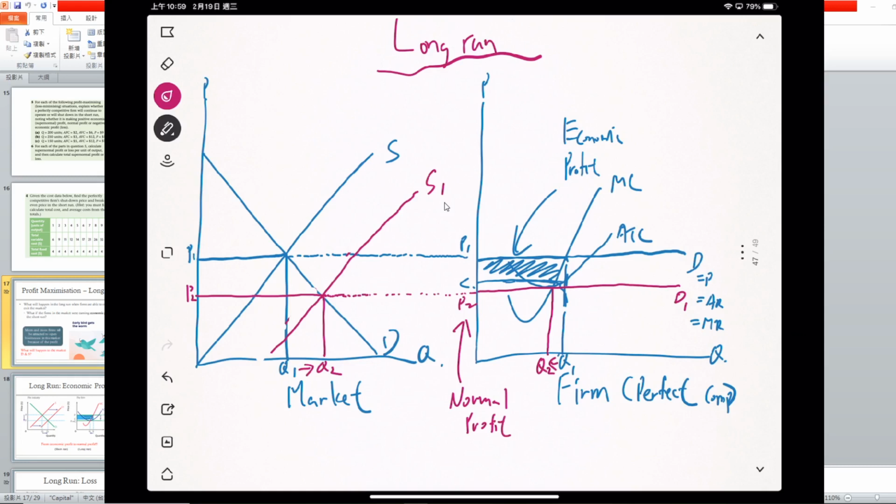And you will have another scenario when you were having a loss, and in the long run, something will happen, and then you will be adjusted. So that's all for today.